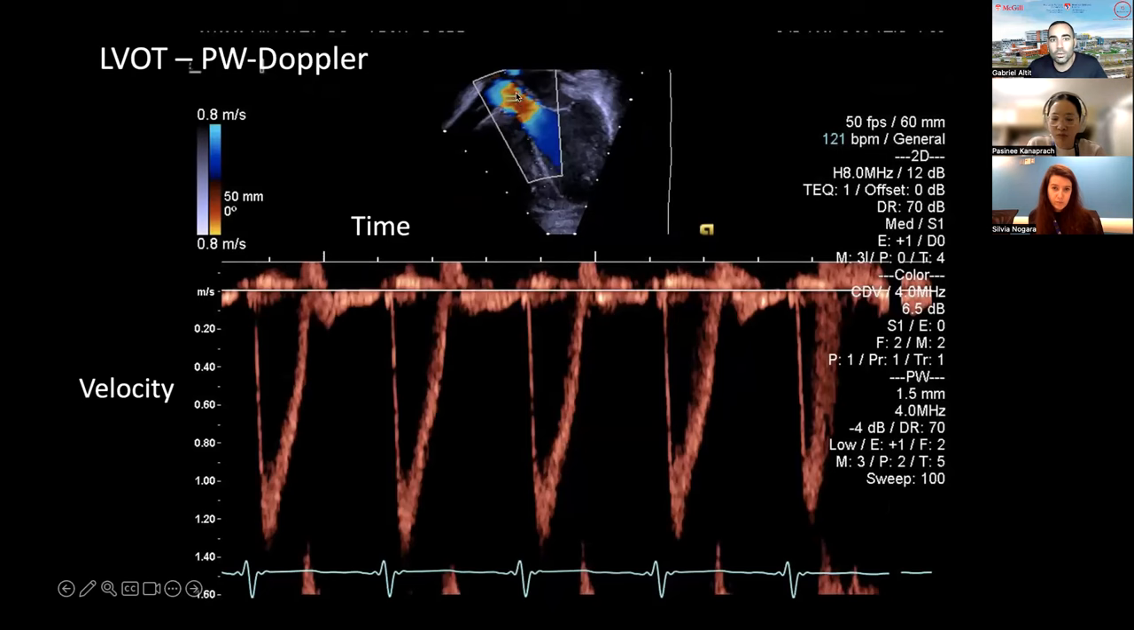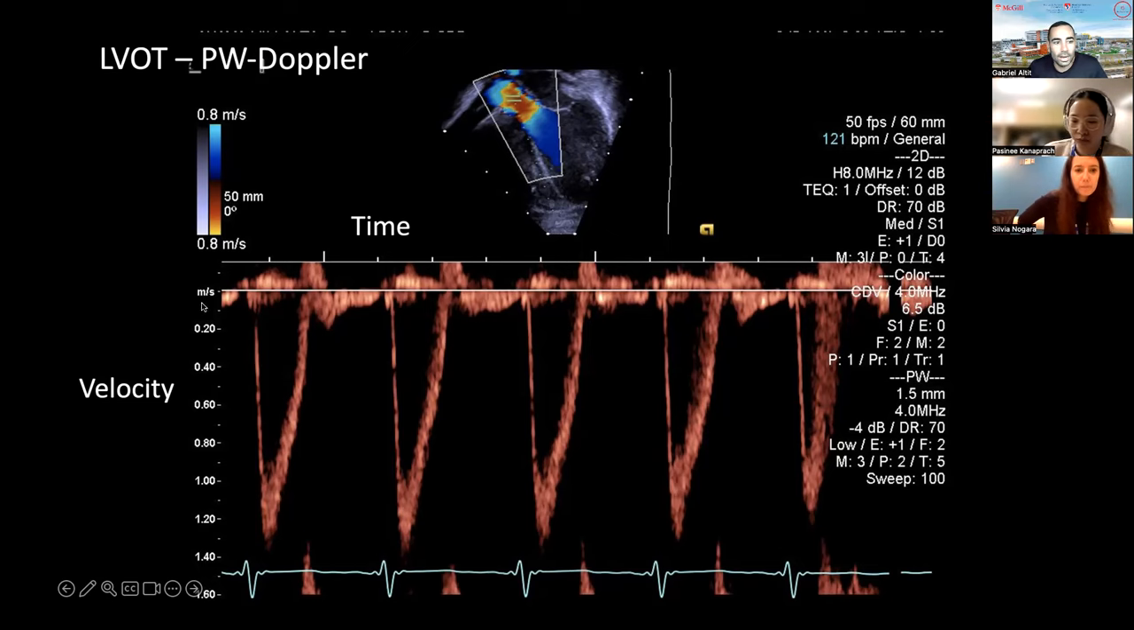So same thing, you want to do pulse wave Doppler with the least amount of angle of interrogation. So ideally, you would want your line of interrogation to be kind of like here, completely aligned with the outflow tract. So you want less than 30 degrees so that you have the most reliable measurement.